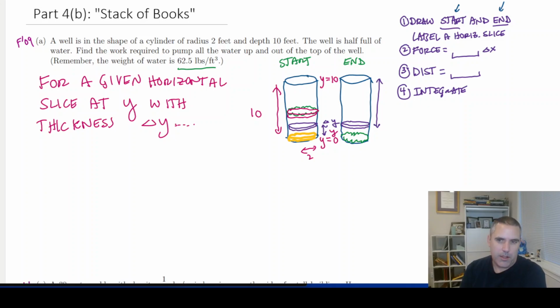Okay, y can be anywhere from 0 to 5. Those are the bounds. Those are the things that this could be. So that confuses people a little bit because they think that the bounds have something to do with how far you're lifted. They don't. The bounds just have to do with where the slices are, what y could be.